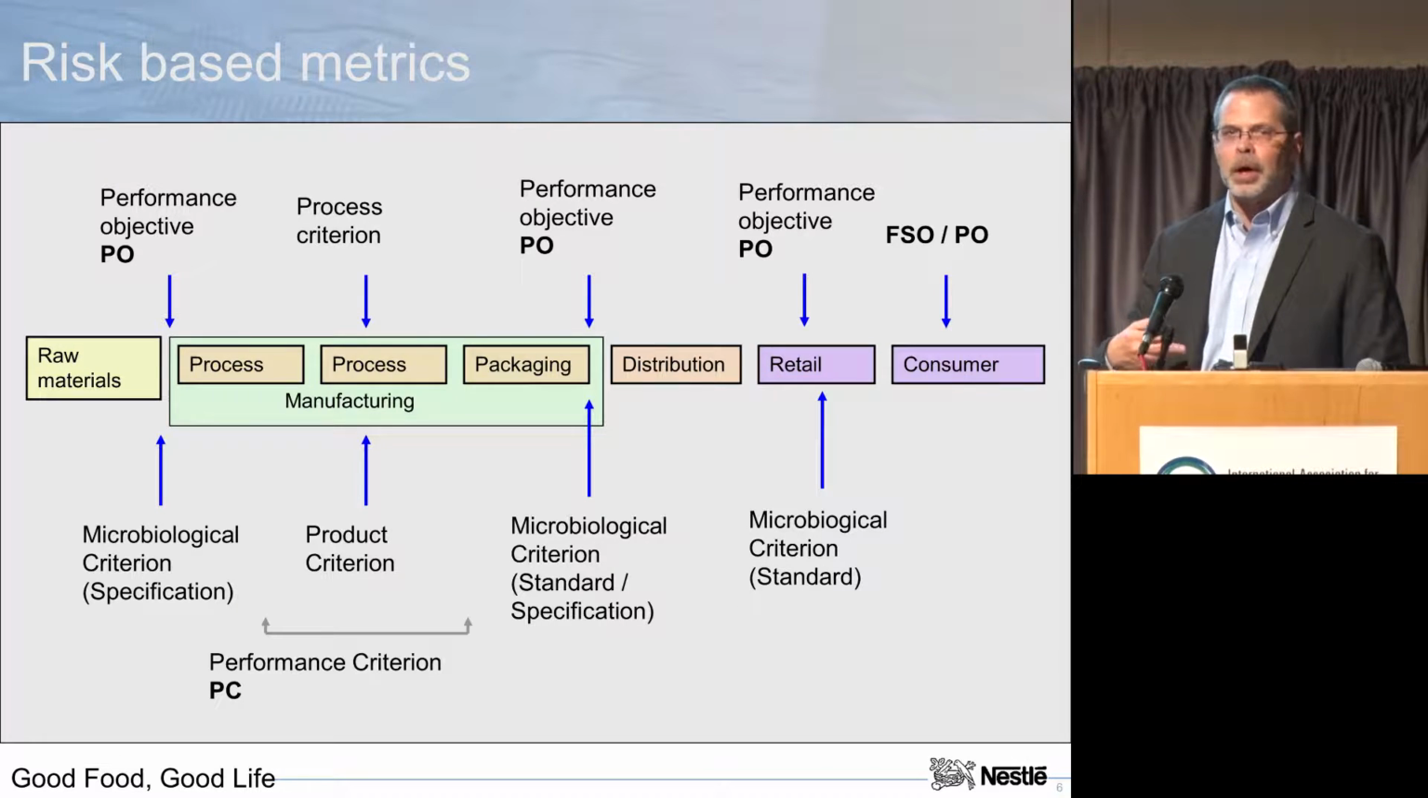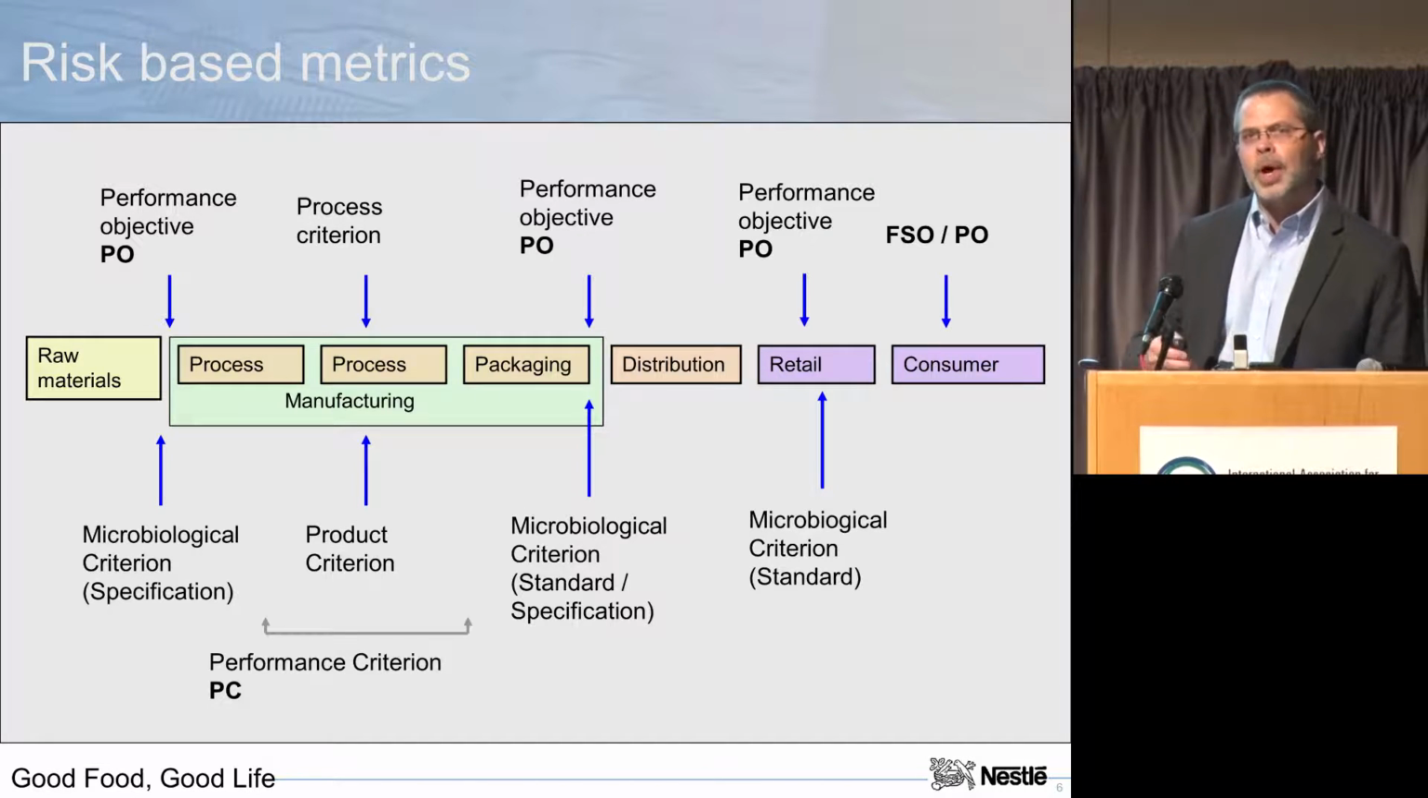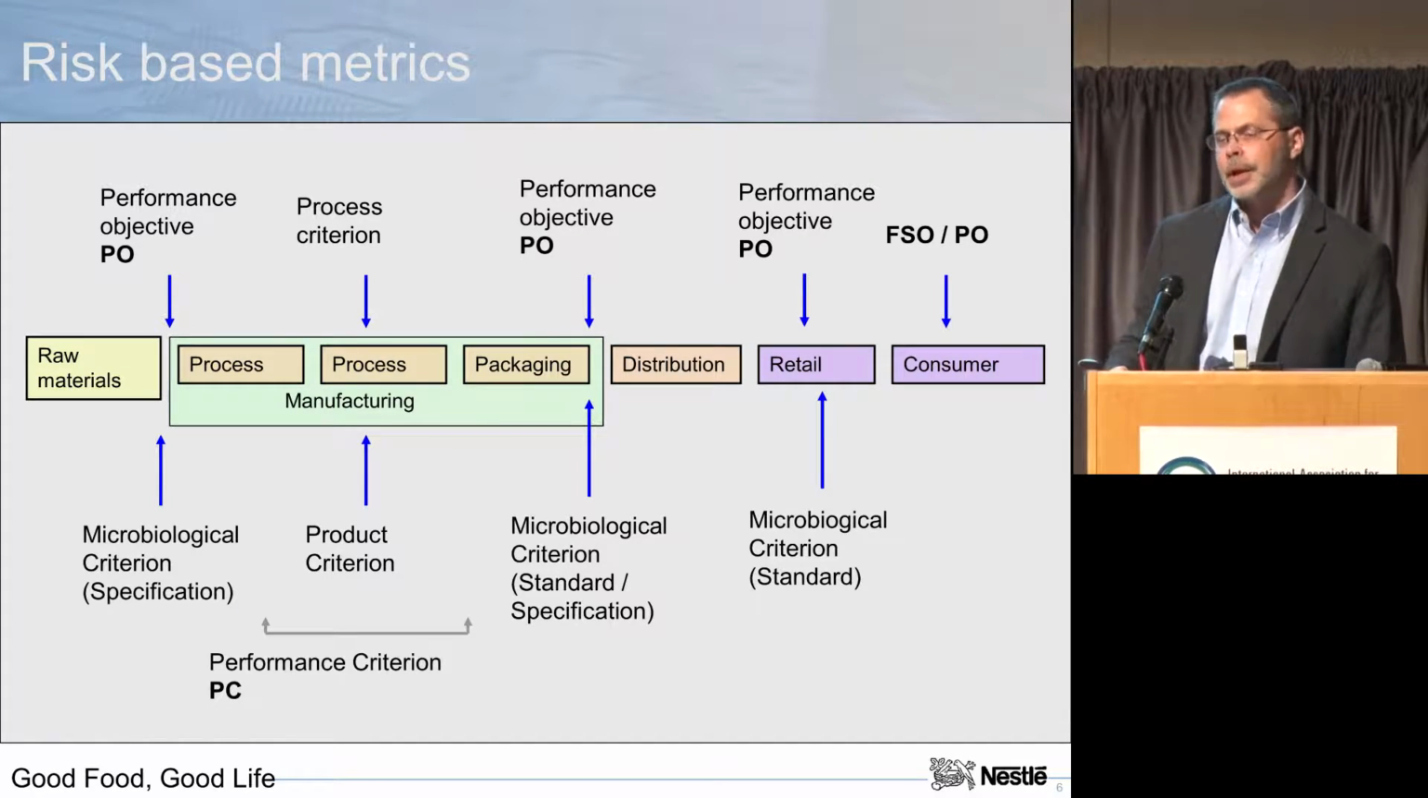So if I have a chocolate bar, supply chain is probably not going to impact the risk. If I have a fresh pasta salad, supply chain probably is going to impact the risk, and I need to take that into consideration. But this is a very good way to look at all of those control measures and how they work in combination.